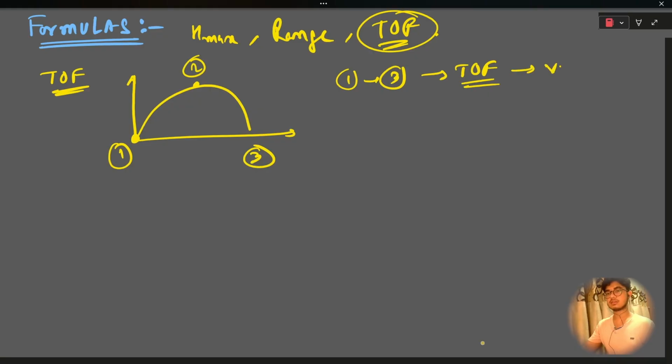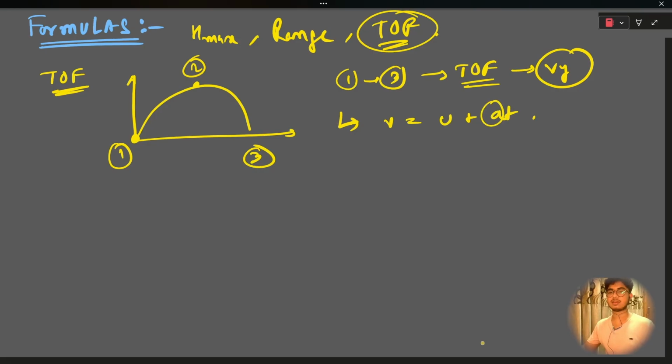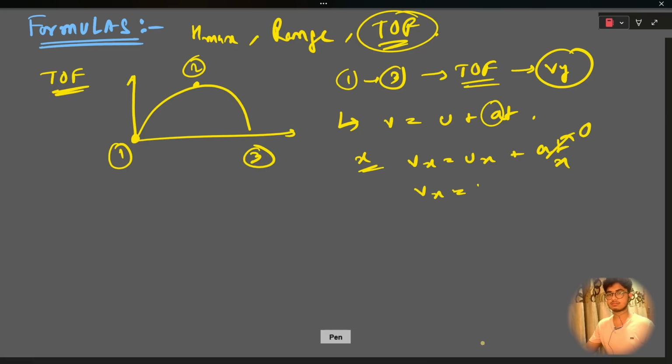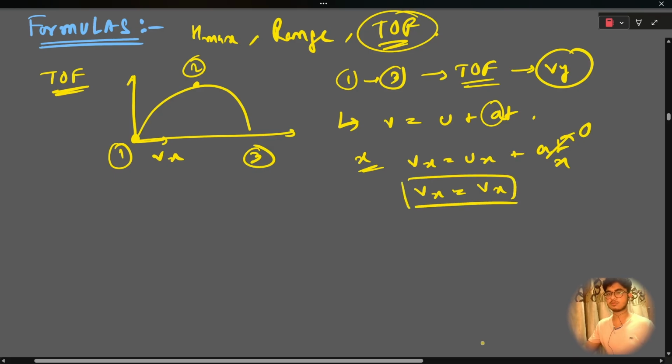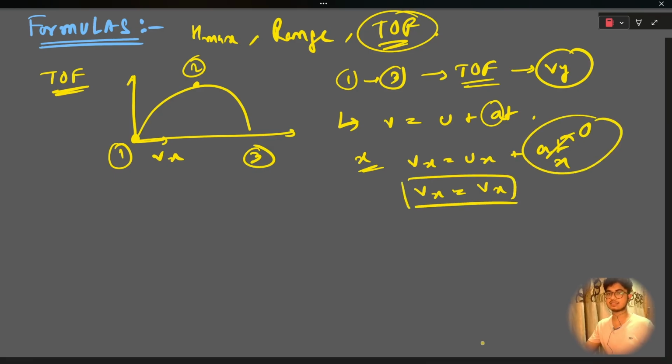Now, this is concerned with the vertical component of velocity. I'll tell you that. Because to find the time in the equation v equal to u plus at, you need an a. If you look at the x-axis, vx equal to ux plus axt, so ax is 0 and vx equal to ux. Basically, this does not make any sense. There is no time component here because the ax is 0. This thing just gets cancelled to 0. You can't find out the time of flight with respect to the x-axis.